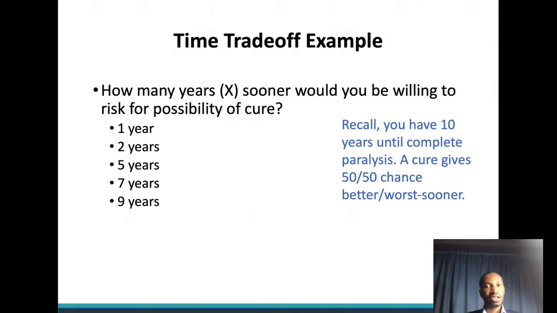How many years X sooner would you be willing to risk for the possibility of cure? So remember that you have 10 years until complete paralysis. A cure gives you a 50-50 chance, better or worse, sooner. So do you prefer 1 year, 2 years, 5 years, 7 years, or 9 years? How many years would you be willing to risk?